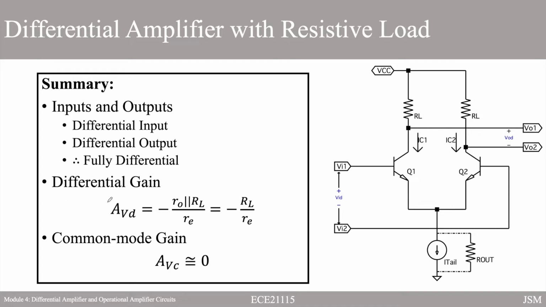And na-derive nating voltage gain, which is VOD over VID, is similar po sa voltage gain ng common emitter circuit na fixed bias, which is equal to negative RO in parallel with RL over RE. And its common mode gain naman is almost zero or meron lang po tayong maliit na value.